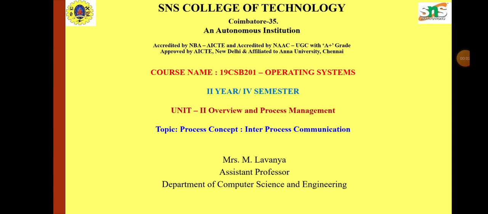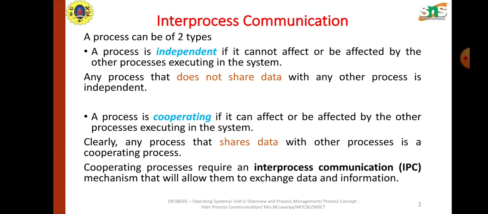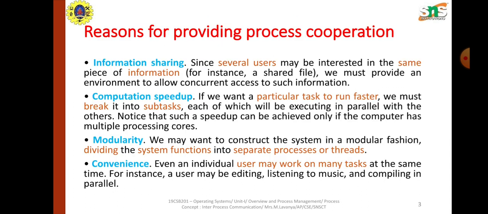Hi everyone. Today's topic is process, and in this we have seen already what the two types of process are, that is independent and cooperative process. For implementing a cooperative process, we need inter-process communication for sharing the data. The reason for providing it was also discussed in the previous session. It is for information sharing, computation, modularity and convenience.